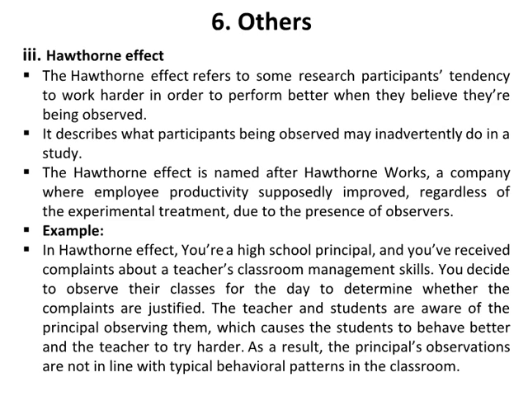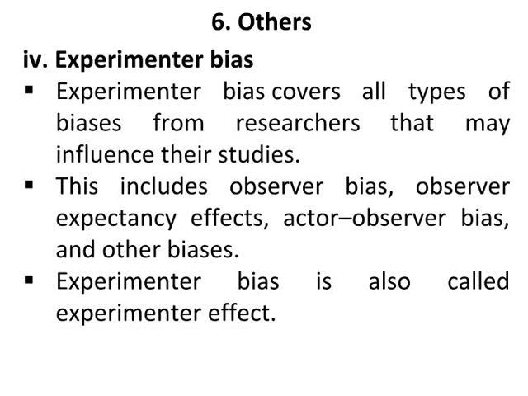Number 4 is experimenter bias. Experimenter bias covers all types of biases from researchers that may influence their studies. This includes observer bias, observer expectancy effects, actor-observer bias, and other biases. Experimenter bias is also called experimenter effect.